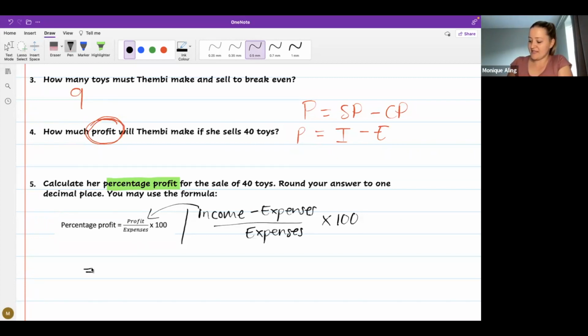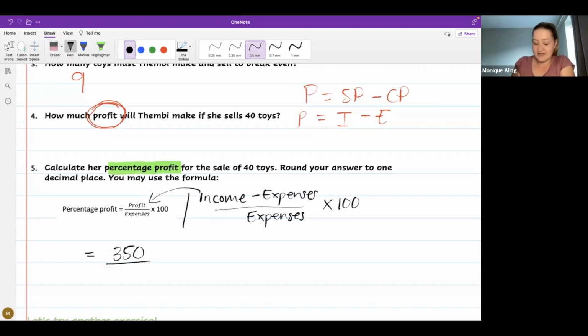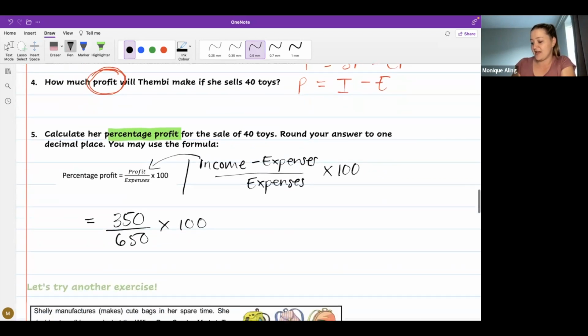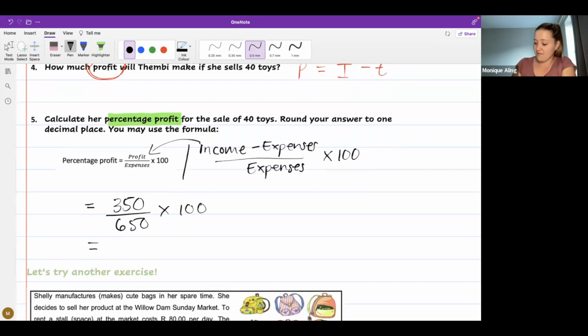Okay, so we substitute in. We know that our profit was 350. We worked that out in the previous question, and our expenses is 650. You will get a mark for showing that you've substituted into the formula, so please remember to always do that. And you get an answer of, normally you would say 53.85%, because percentages are always 2 decimal places unless stated otherwise or asked for another thing in the question. And remember to always include your percentage sign in your answer.